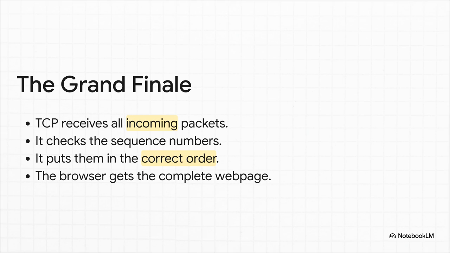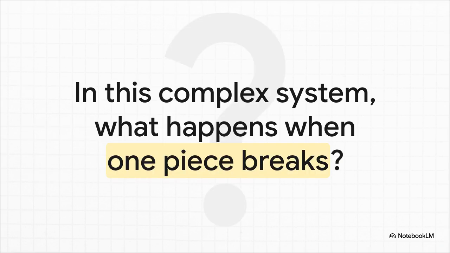It's time for reassembly. Your computer's TCP protocol starts catching all these incoming packets, and it doesn't even matter if packet number 3 shows up before packet number 1. That's okay, because TCP checks all the sequence numbers, puts everything back in the correct order, and perfectly reassembles the web page. Only when it's whole and complete is it handed over to your browser to finally appear on your screen.